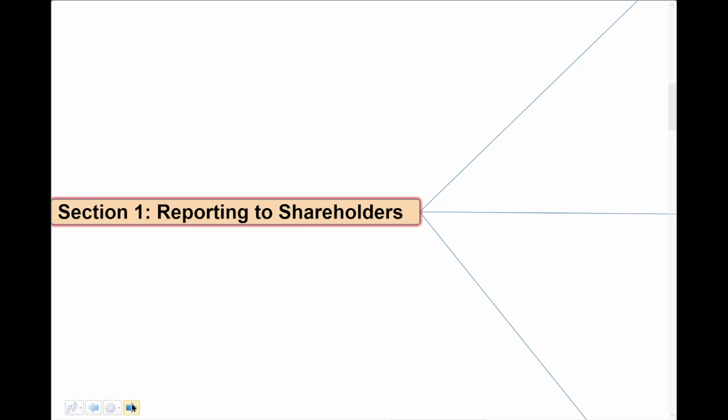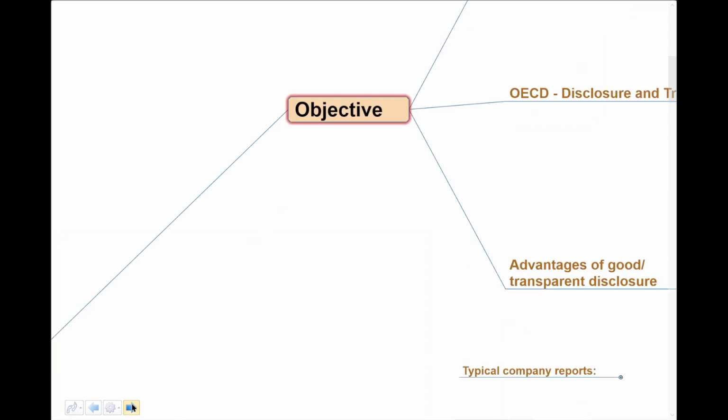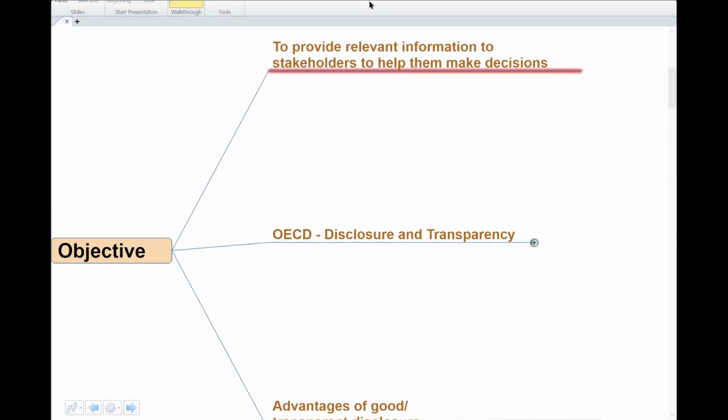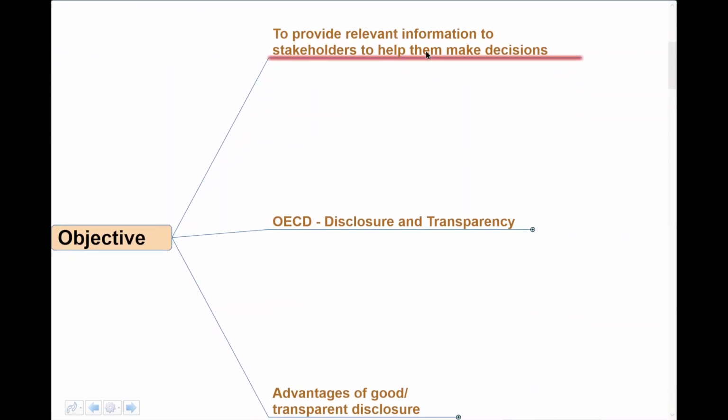In essence, when we think about reporting to shareholders, the first thing to think about is the objective of doing that. Clearly, that's about providing relevant information. We know that shareholders and indeed stakeholders are important to the business. Shareholders, as owners, have a right to receive accurate information, in other words, accurate reporting. All stakeholders will use the information that we provide them with to make important decisions.